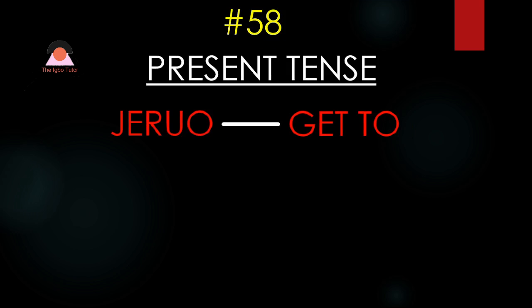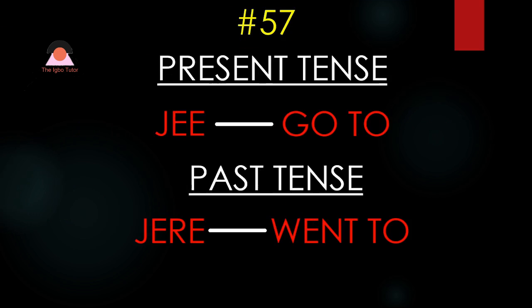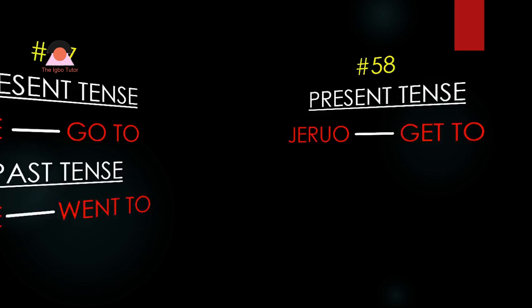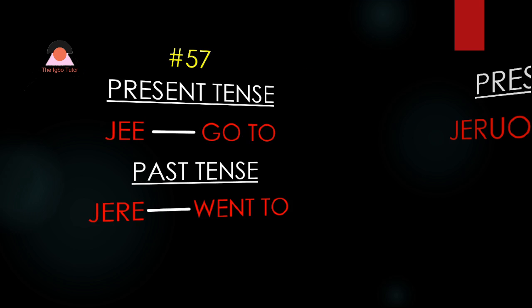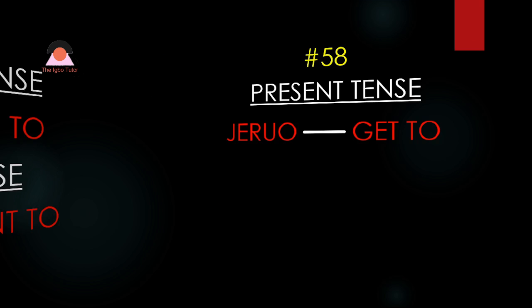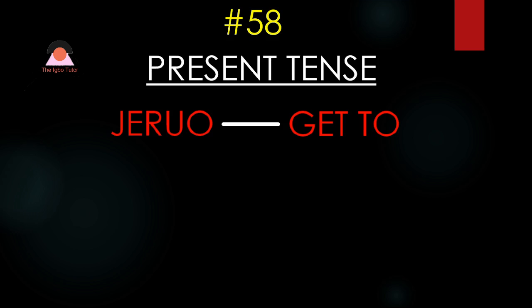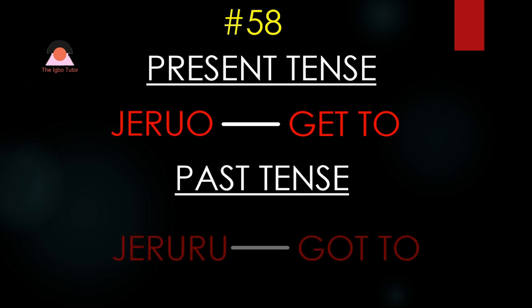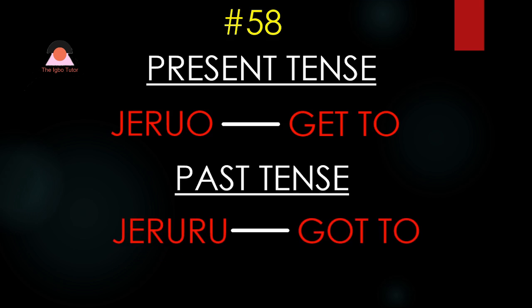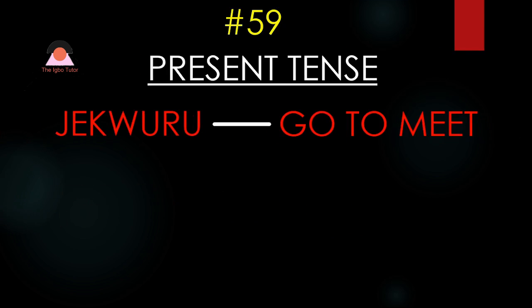And the 58 is jeruo. There's a difference between J and jeruo. J is just go or go to somewhere. But jeruo is get to a particular point. You must get to a particular point, the place we mentioned to you. Jeruo, so place. Okay, get to. And the past tense of jeruo is jeruru. Jeruru. Got to. Okay, let's move to 59.